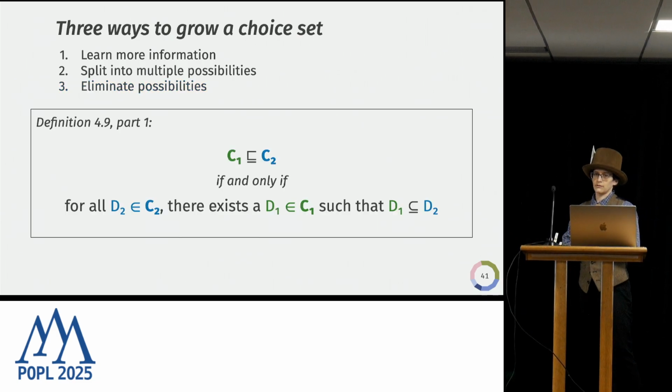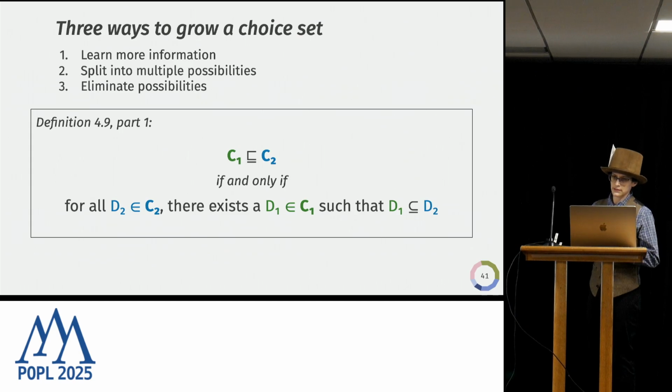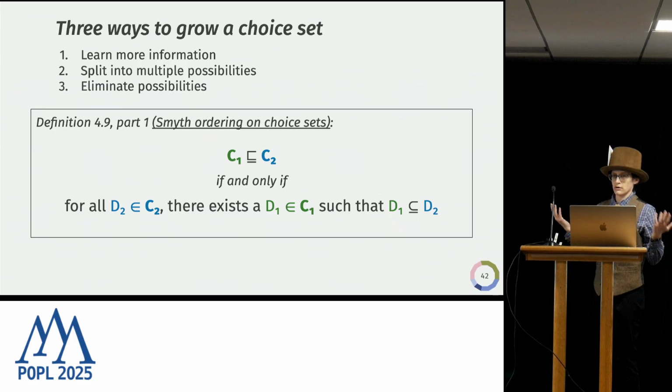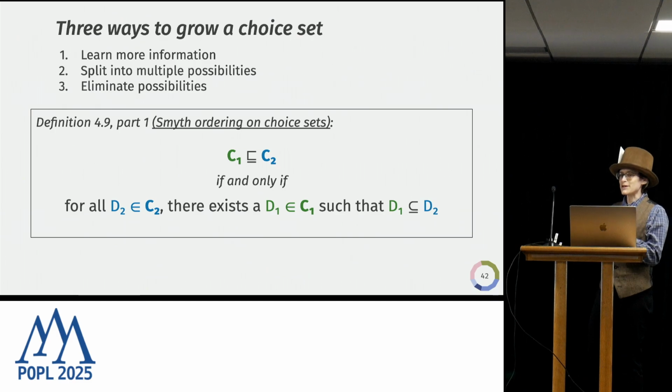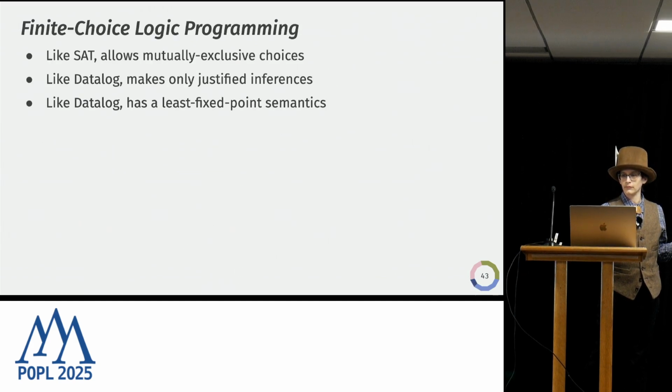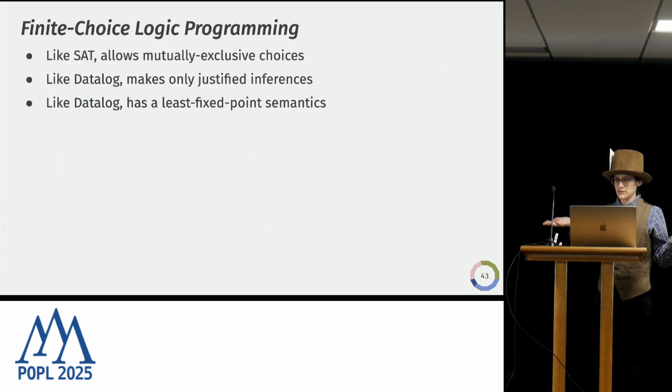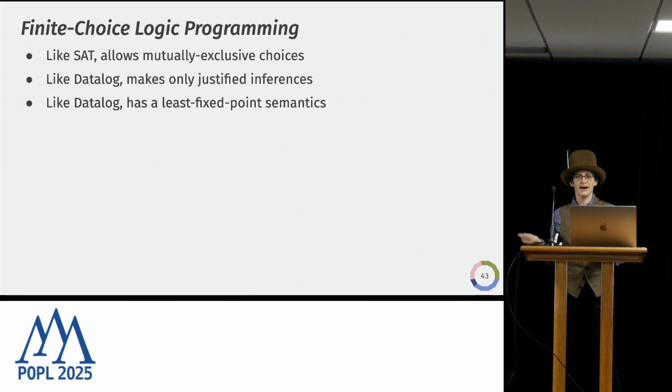If we put all these together into a formal definition, we get something with a kind of contravariant flavor to it. So a choice set C1 is less than the choice set C2 if for every database in the greater choice set, there is some smaller database in the lesser choice set C1. If any of you are fans and familiars of domain theory, this might look familiar to you as the Smyth ordering on power domains, which is a common model of non-deterministic programming. So, in summary, the model of finite choice logic programming combines the mutually exclusive choices of SAT with the justified inferences and least fixed point semantics of datalog.